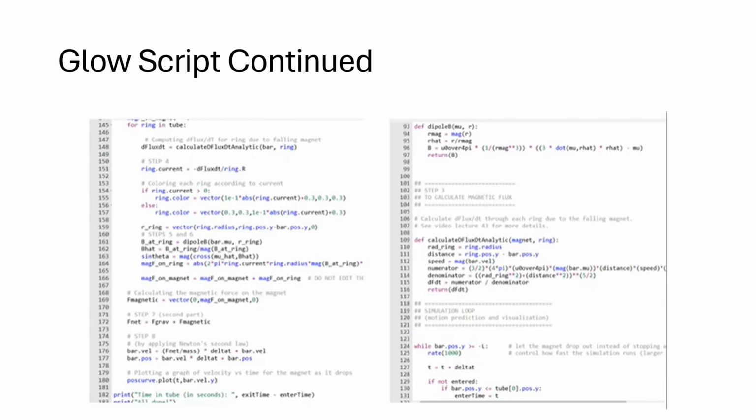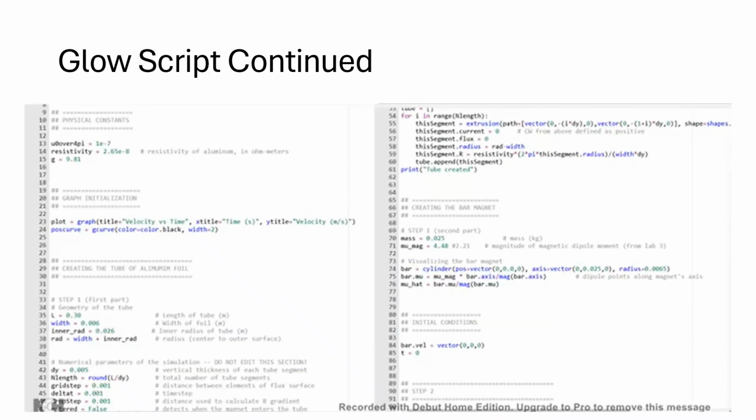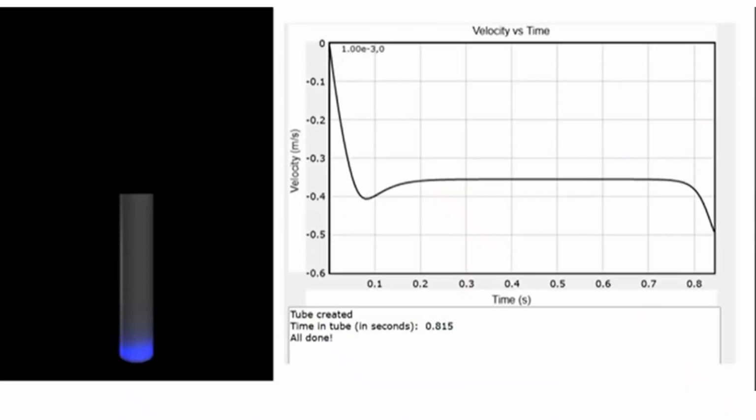Here's more of our code. You can see that loop. More code here. And here's our velocity versus time graph.